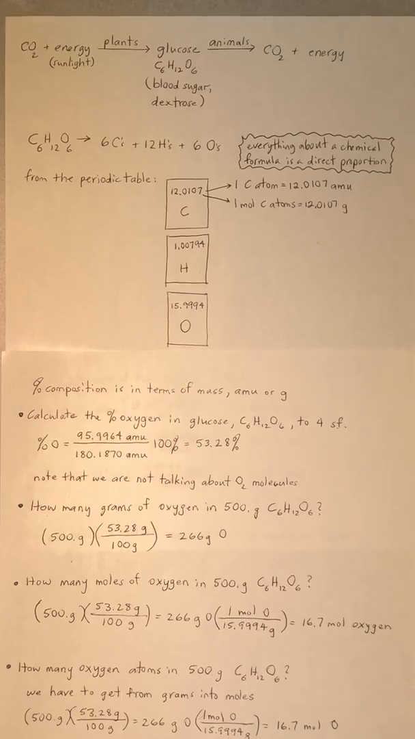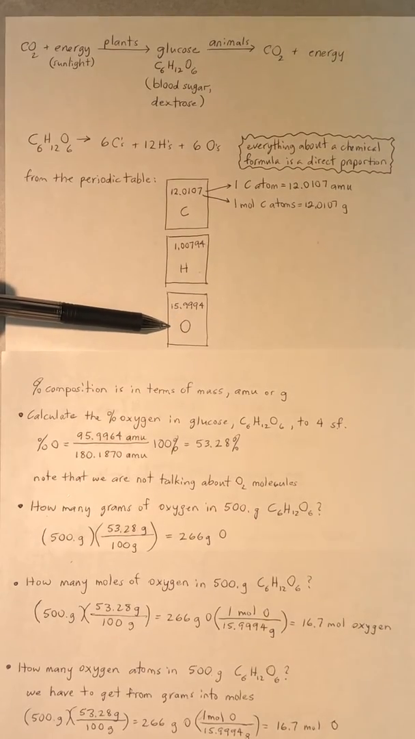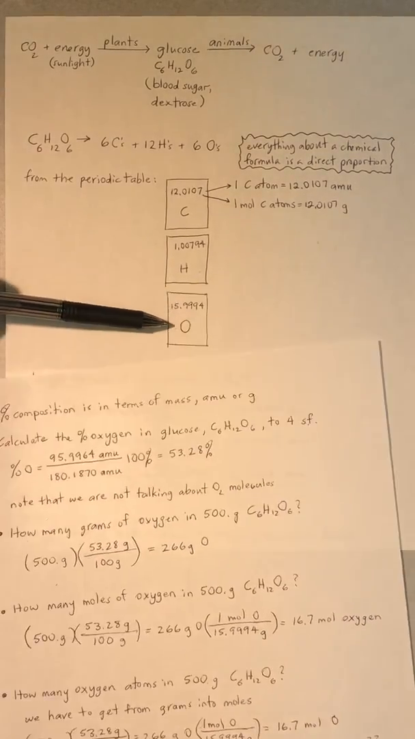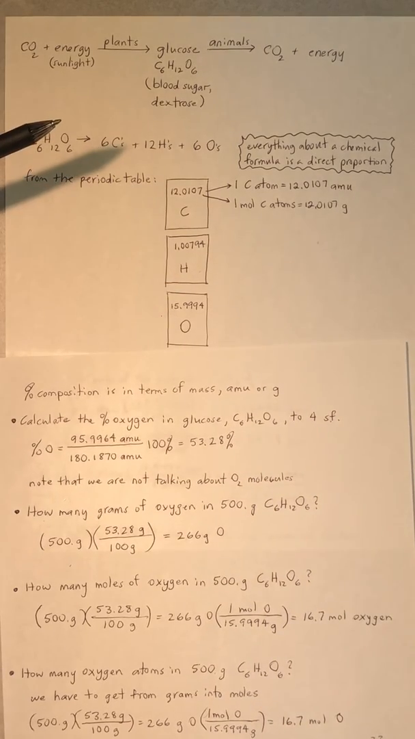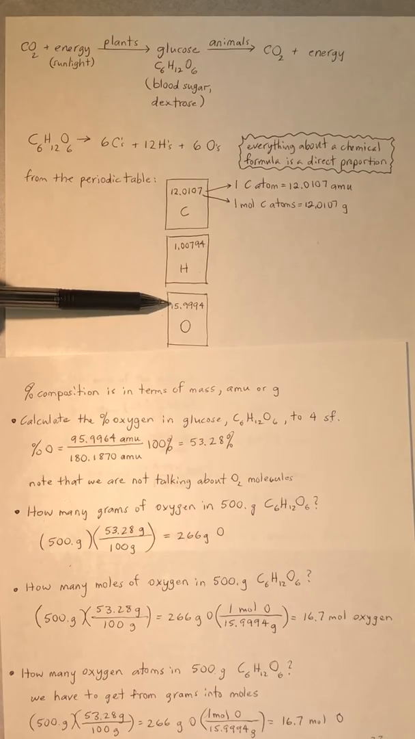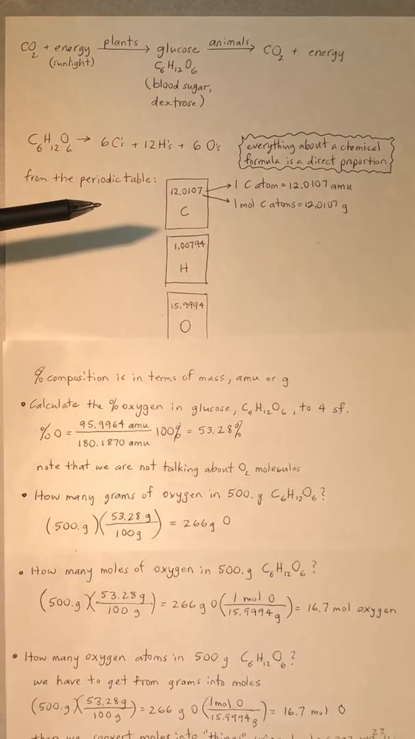Another calculation is that we can convert that into moles. So for example, how many moles of oxygen in 500 grams of glucose? So again, we have to go from grams into moles somehow. So to get the grams of oxygen, we had to repeat this measurement. So there's really 266 grams of oxygen. And then I go to the periodic table and I recall that there's 15.9994 AMU in one atom, or 15.9994 grams in 1 mole of oxygen atoms.